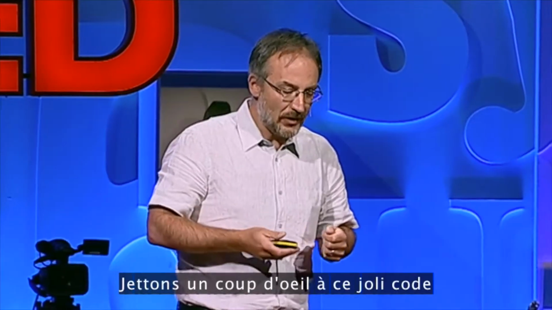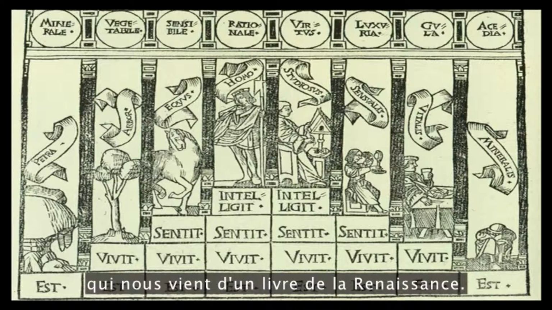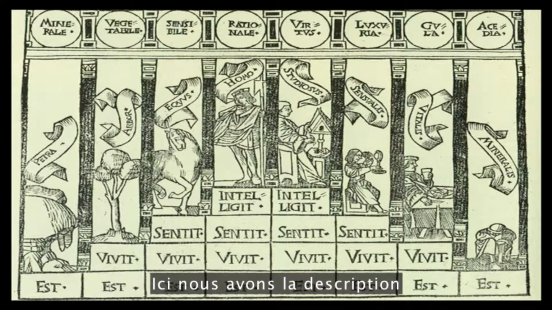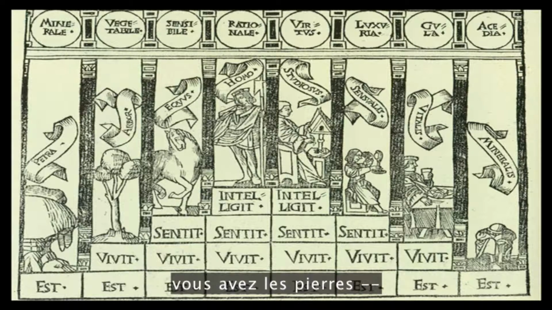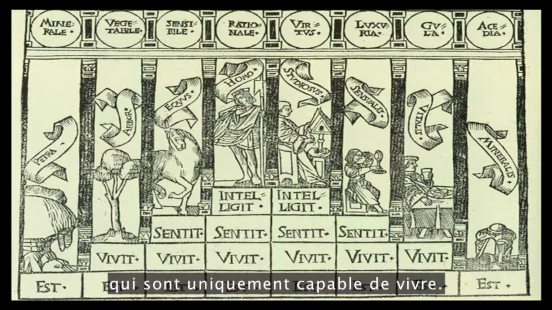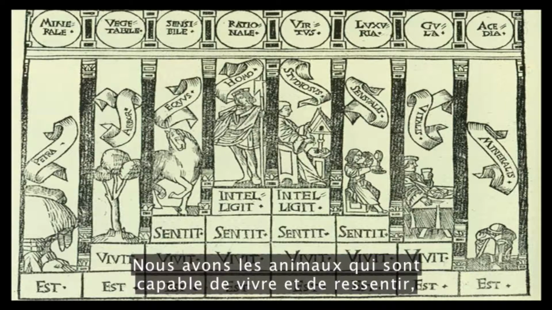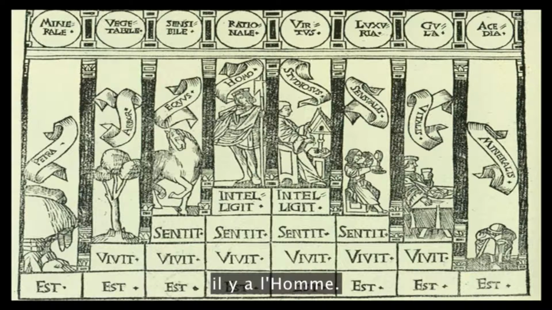Safety. Let's have a look at this nice code that is coming from a Renaissance book. Here we have the description of the order of nature. It's a nice description because, starting from the left, you have the stones. Immediately after the stones, the plants that are just able to live. We have the animals that are able to live and to sense. And on the top of the pyramid, there is the man.